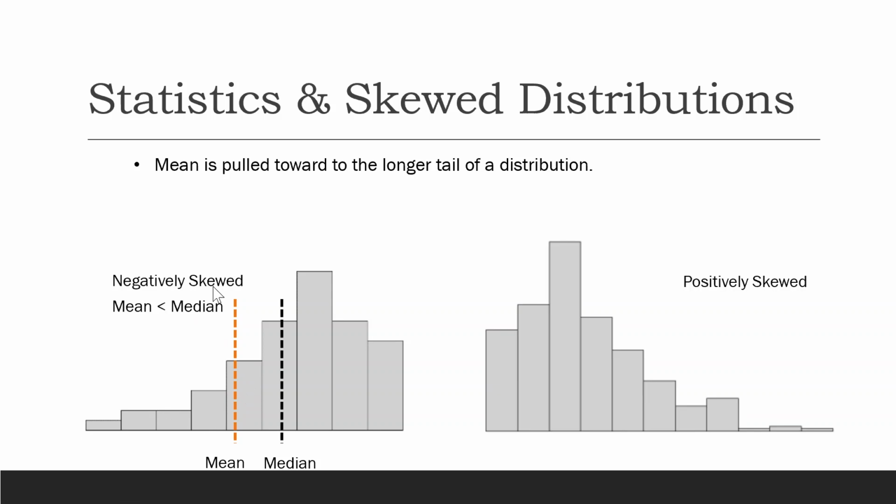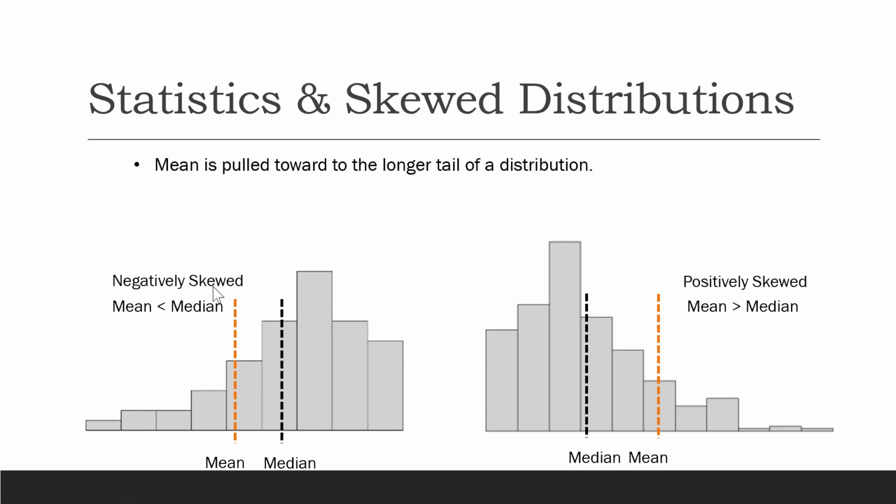The opposite happens when we have a positively skewed distribution. Our tail is on the right, and so those larger values are going to increase the value of your mean compared to if they weren't there. And so we're going to have our mean being greater than our median.